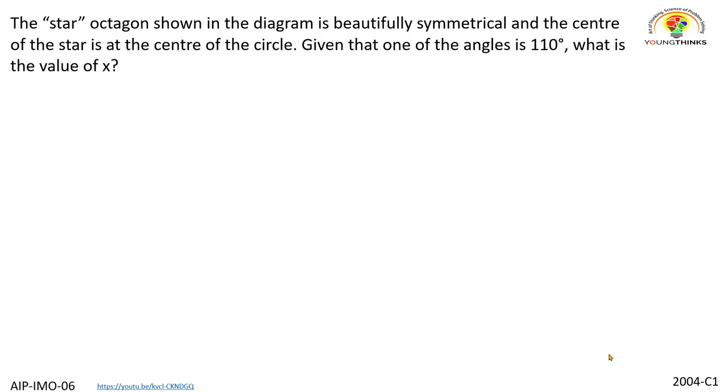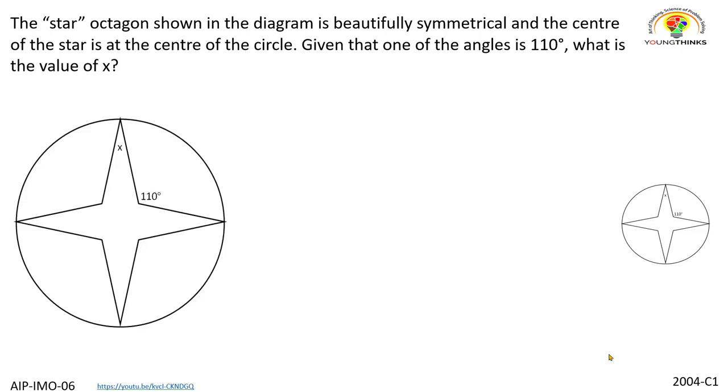Okay, now here the star octagon shown in the diagram is beautifully symmetrical, and the center of the star is at the center of the circle. The center of the star is exactly overlapping with the center of the circle. Very symmetrical. Given that one of the angles is 110, this one, you need to find the value of x.